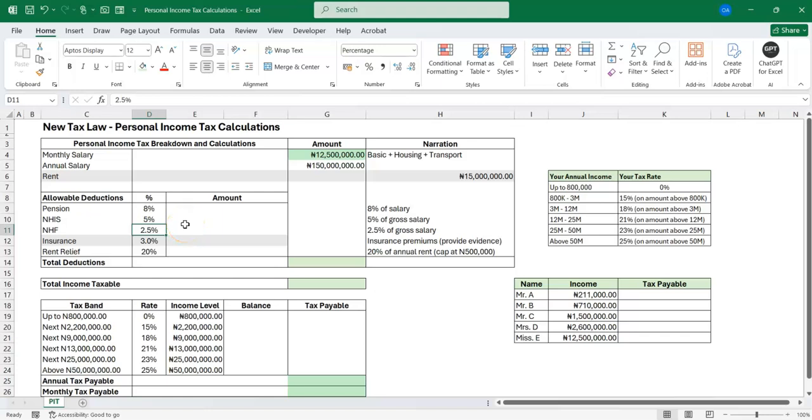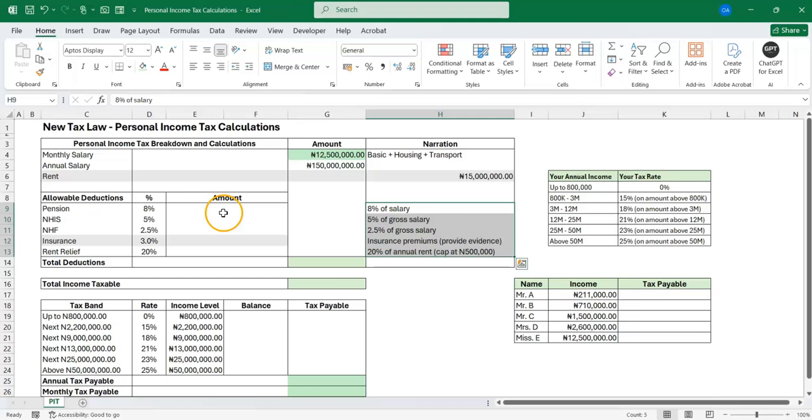National Housing Fund, 2.5%, insurance premium. This is also an assumption. That's why I just try to color it out. I just assume it to be, okay, let's say 3%, and then rent relief to be 20%. So let's calculate and see how all these allowable deductions will help us under the new tax law to actually reduce our tax liability. You can go through this note here.